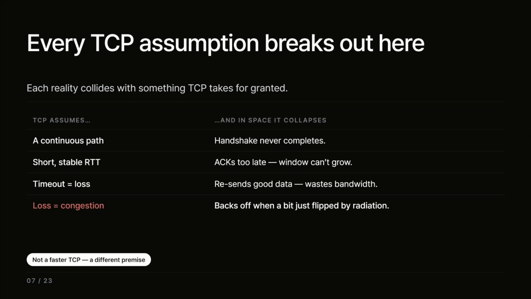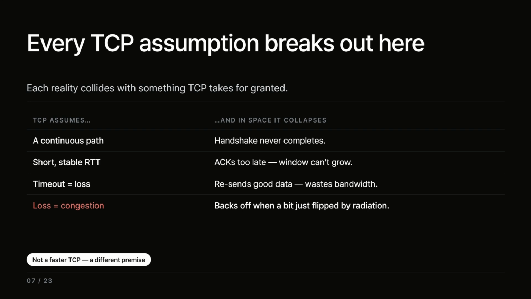TCP relies on several assumptions that work extremely well on the modern internet. Unfortunately, each of them breaks down in deep space communication. First, TCP assumes a continuous end-to-end path. But in deep space, links may never be available at the same time. So even the 3-way handshake may never complete.